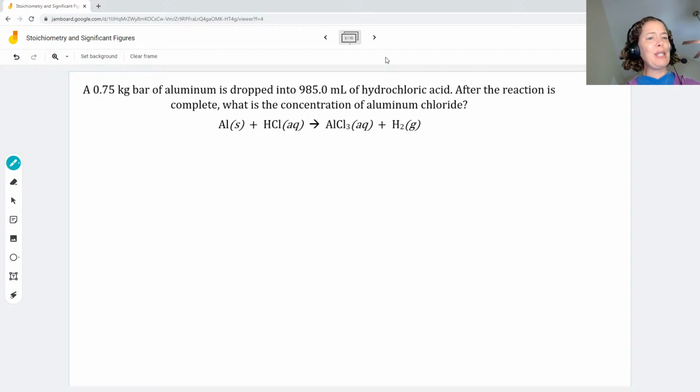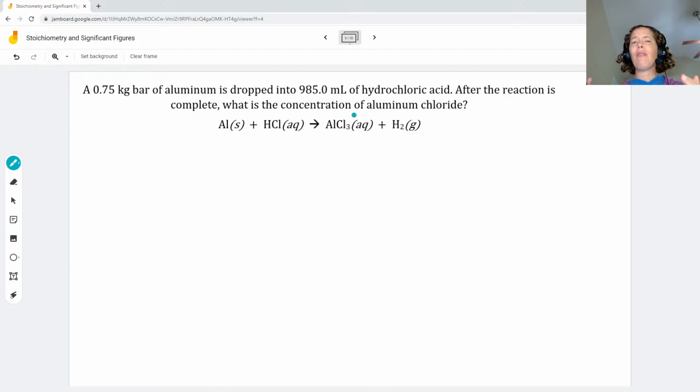Okay, so let's read this one. A 0.75 kilogram bar of aluminum is dropped into 0.985 milliliters of hydrochloric acid. After the reaction is complete, what is the concentration of aluminum chloride? Okay, so we've got a couple things going on here. We weren't given grams, we were given kilograms, so that's a little bit of a twist. And this time we were asked about concentration as well.